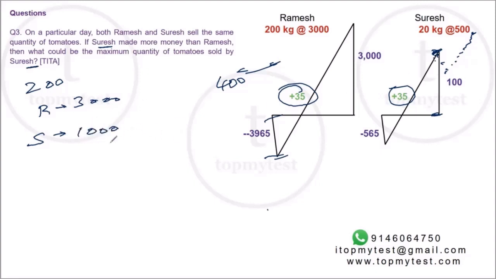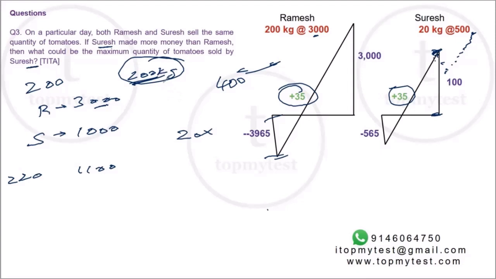Now let's see what happens at 220. At 220, Suresh will make another 100 rupees of profit. So at 220, Suresh will be 1100. Let's see what Ramesh is going to do. Ramesh has to buy another 200 kilos of tomatoes, right? So this entire profit is wiped out in that cost, right? That 3000 is gone, right?